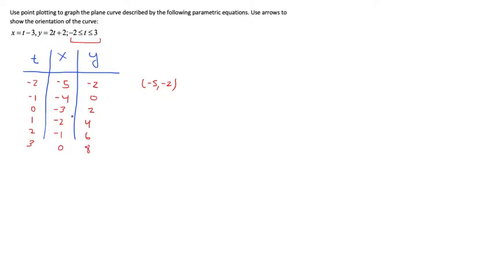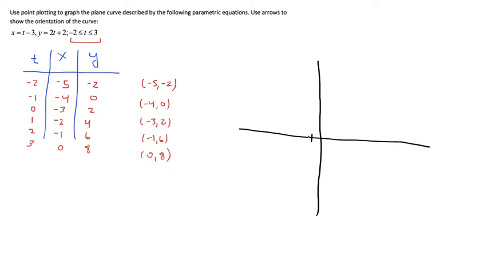So we actually have 6 ordered pairs here. We get (-5, -2), (-4, 0), (-3, 2), (-1, 6), and (0, 8). And of course, we can use these points to plot this graph. So we'll just make our xy graph here, and let's go ahead and plot these points.